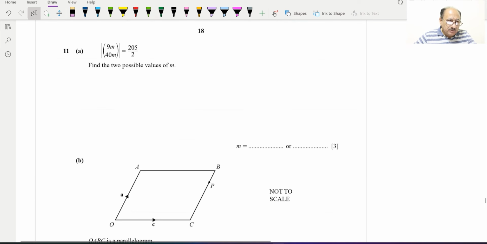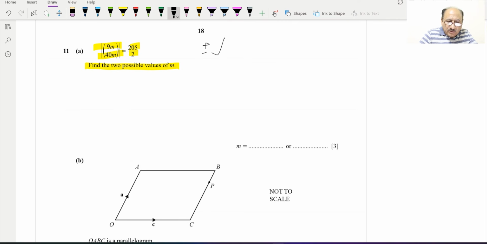Now question number 11a part, which is simple. The modulus they are saying is equal to 205 by 2. Find the two possible values of m. So we can take the magnitude, and this will be plus minus.